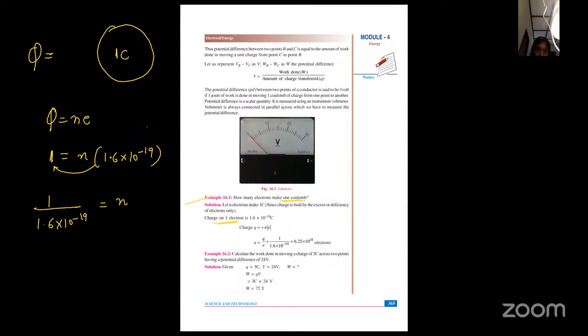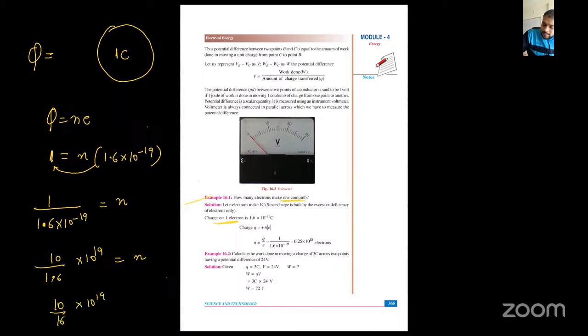Okay. So now what will happen? The minus power is there. It will go to the numerator, it will become positive power. So it will become 1 upon 1.6 into 10 to the power 19. Now this will become 10. So it will become 10 upon 16 into 10 to the power 19.